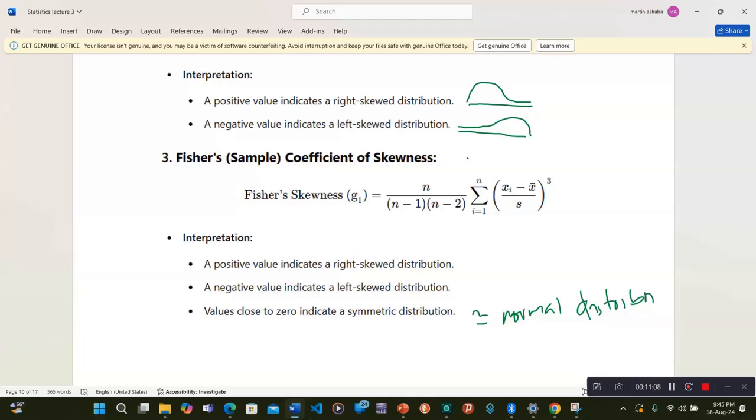Fisher's sample coefficient of skewness is always calculated from this, which is also obtained from the general sample skewness. So this is n over (n minus 1)(n minus 2) into xi minus x bar, then divide by s, everything to the power 3. Then, of course, you sum all those values.